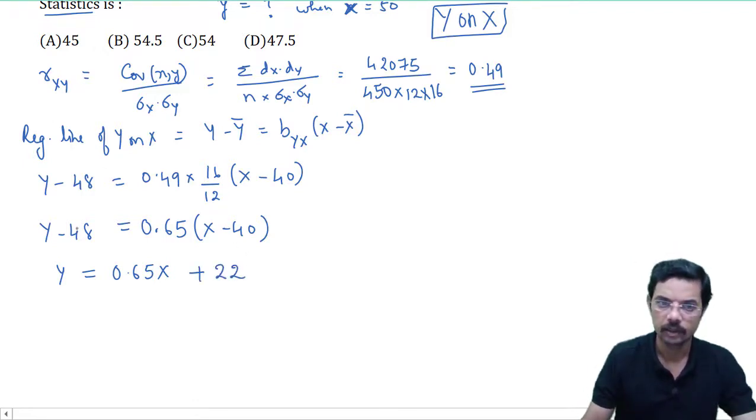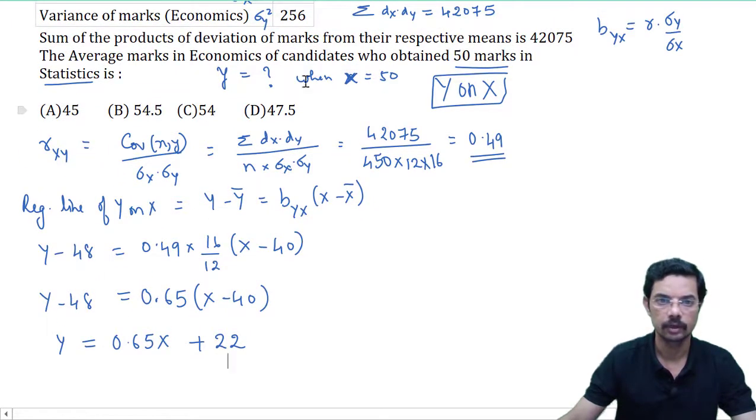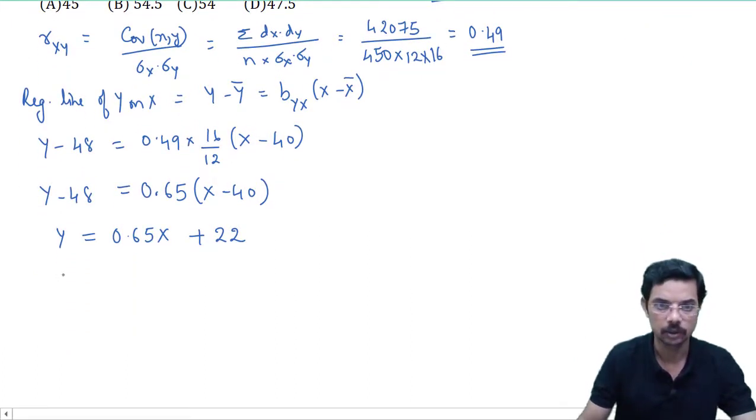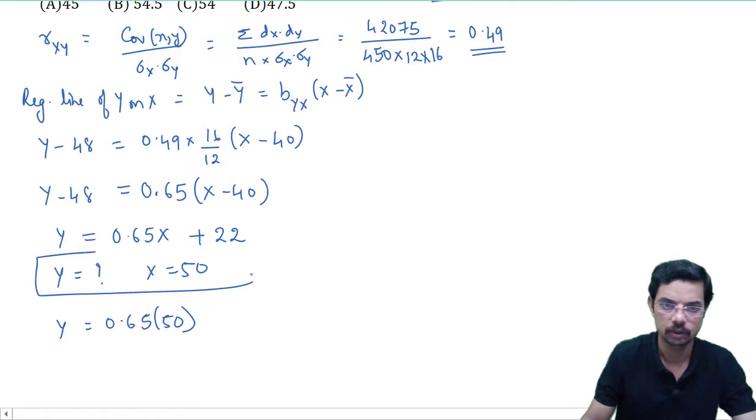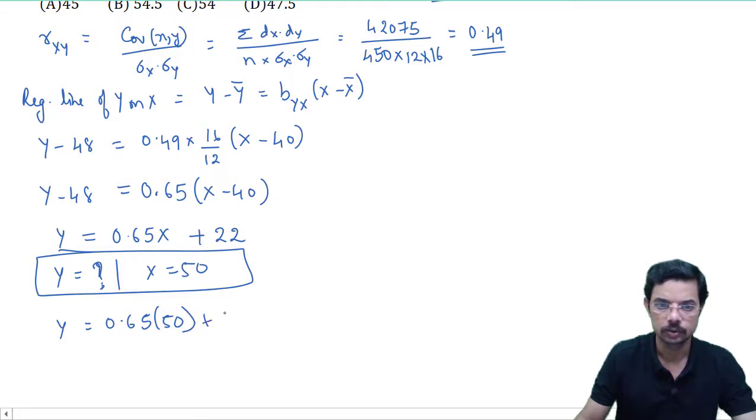Now what we are supposed to find out is y when x equal to 50. Okay, find y when x equal to 50. Find the marks of economics for candidates who obtained 50 marks in statistics. Okay, so y equal to question mark when x is equal to 50. So we shall put this into this equation. So we have y equal to 0.65 into 50 plus 22.